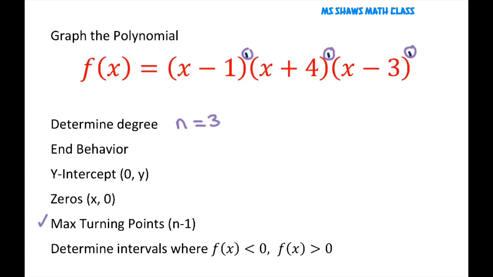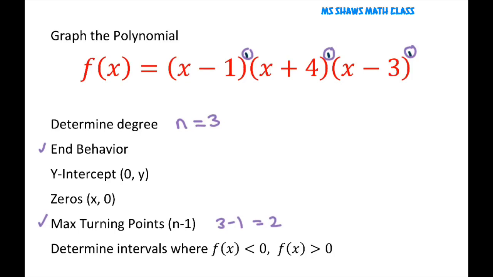When we graph this, we have a maximum number of turning points. That would be 3 minus 1, which equals 2. So at most we have 2 turning points. The end behavior we'll discuss in the next slide.